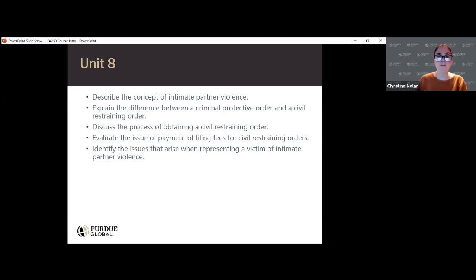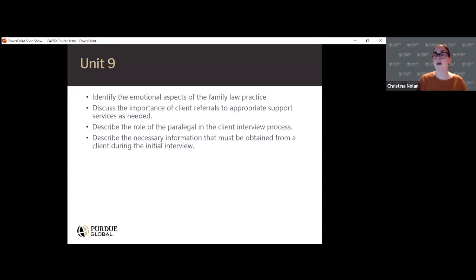Somebody may have left an abusive partner. What if they left with only the clothes on their back? How do they pay those filing fees? Is that going to be a deterrent to them? We'll learn about that in this course. And also we'll look at just overall the issues that arise when representing a victim of intimate partner violence. There are going to be some special things that the legal support team needs to do when handling these kinds of cases. Unit 9, we look at the emotional aspects of the law practice, the client interview process.